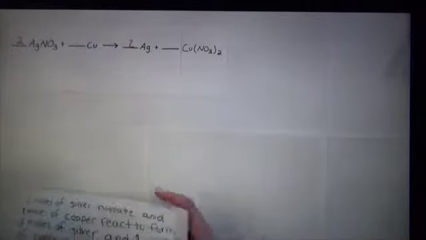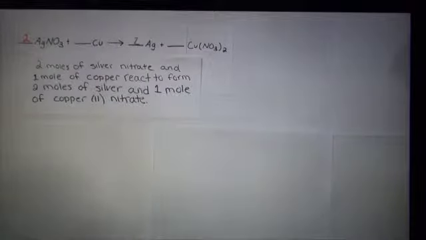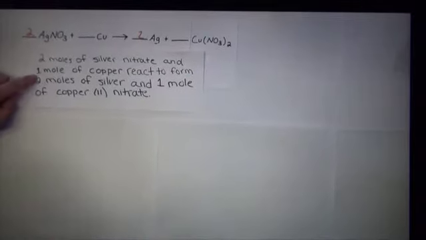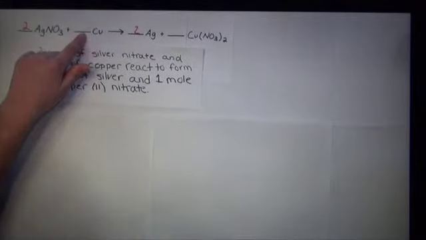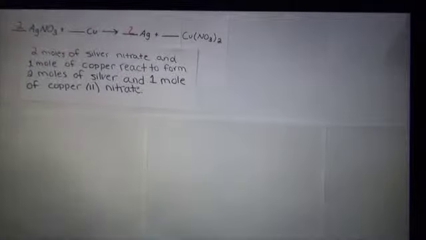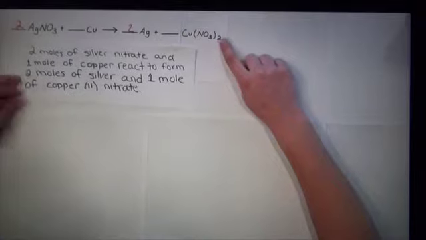Now that our equation is balanced, we're able to write it out in a word or sentence equation. So here we have 2 moles of silver nitrate and 1 mole of copper. Even though there's no coefficient there, that means 1. And the arrow means react to form 2 moles of silver and 1 mole of copper nitrate.